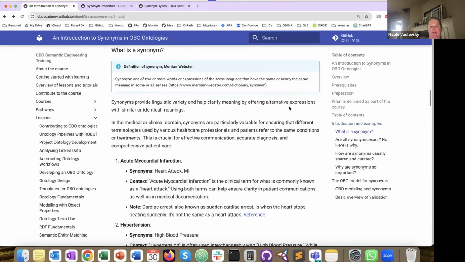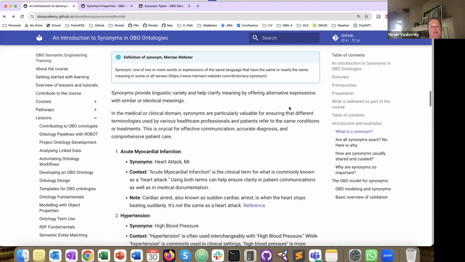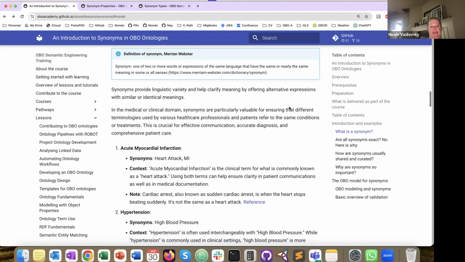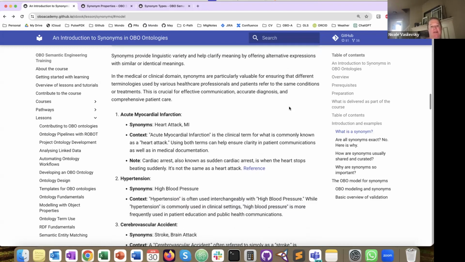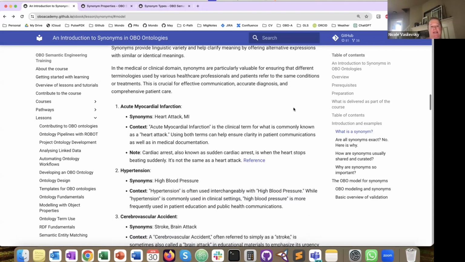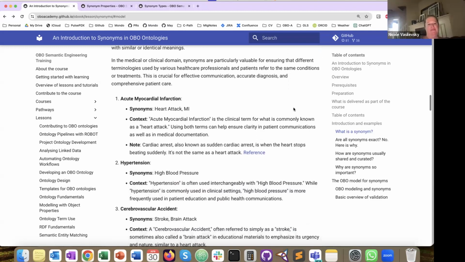So according to Merriam-Webster, a synonym is one of two or more words or expressions of the same language that have the same or nearly the same meaning in some or all senses. So basically, a synonym is an alternative term that has the same meaning as the term in question. They provide linguistic variety and help clarify meaning by offering alternative expressions with similar or identical meanings. Our examples, like I said, are focused a lot in the medical and clinical domain.